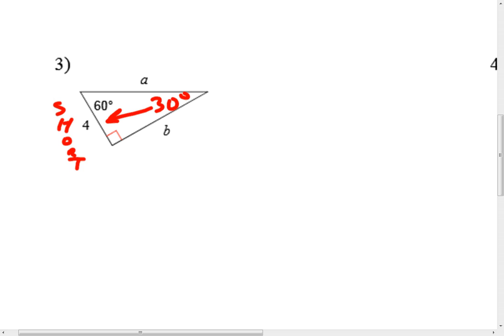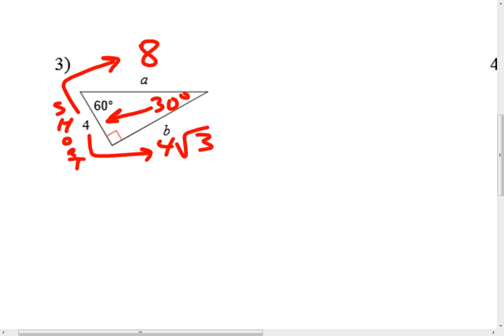Some people are ignoring what's on the triangle and putting in their own information. That's a 4. That's an 8. That's a 4 radical 3. Everything is based off of the 4. You double it, you got your hypotenuse. How do I know that's the hypotenuse? Because it's directly across from the right angle.